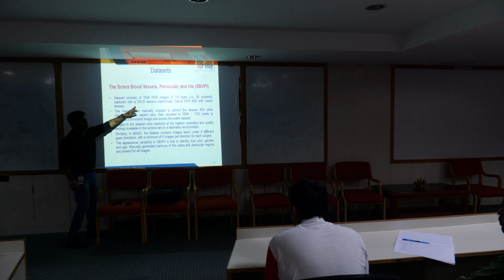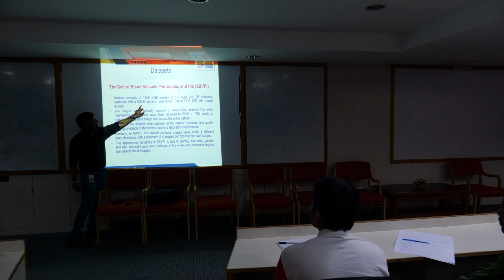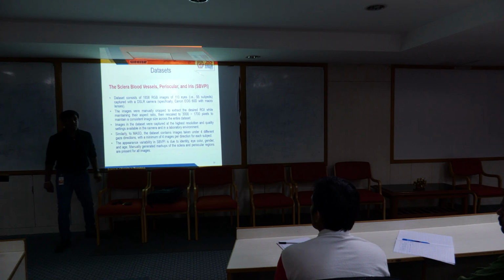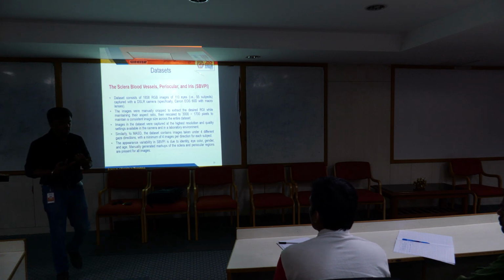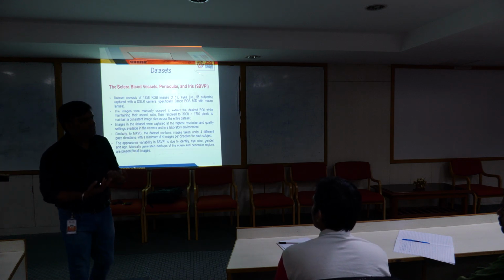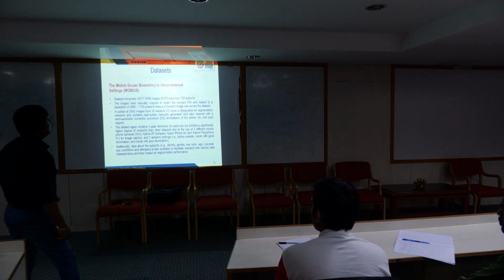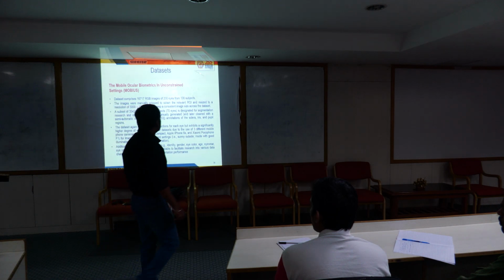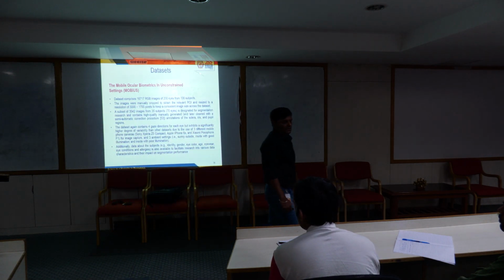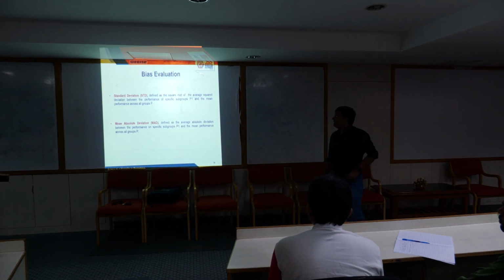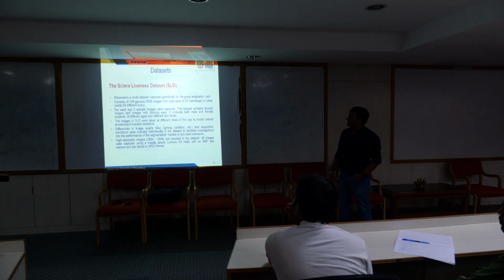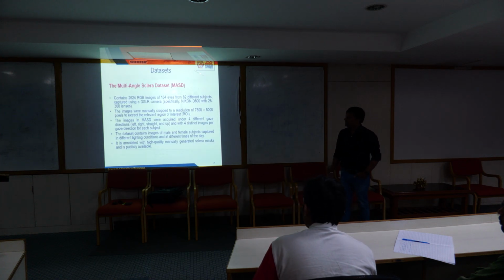And the specification of the camera also changes. It is captured with a DSLR camera, where higher resolutions can be captured, and it is simple to design and develop any kind of algorithms. So this is mobile ocular biometrics in unconstrained settings, right? Unconstrained settings. These are some of the 5 data sets that I wanted to mention.